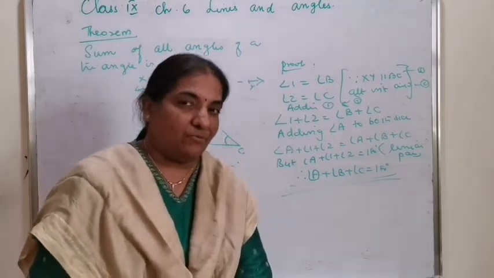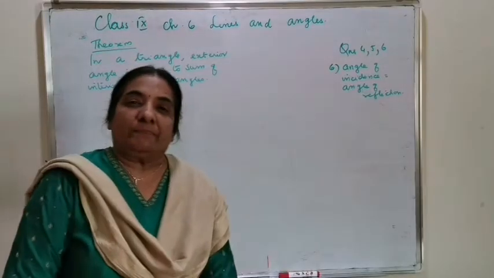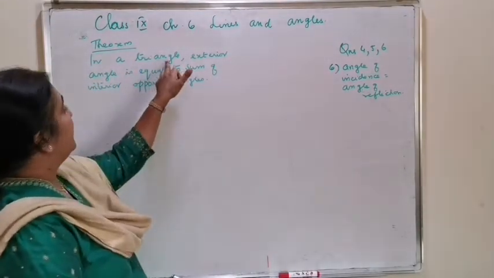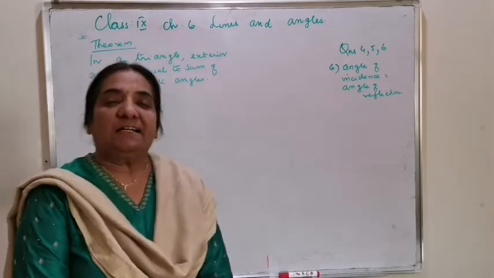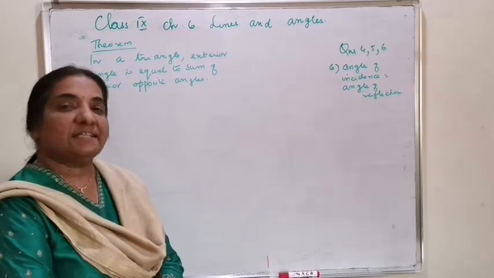This is how we are proving the angle sum property of a triangle. One more theorem regarding triangles is, in a triangle, the exterior angle is equal to the sum of the interior opposite angles.